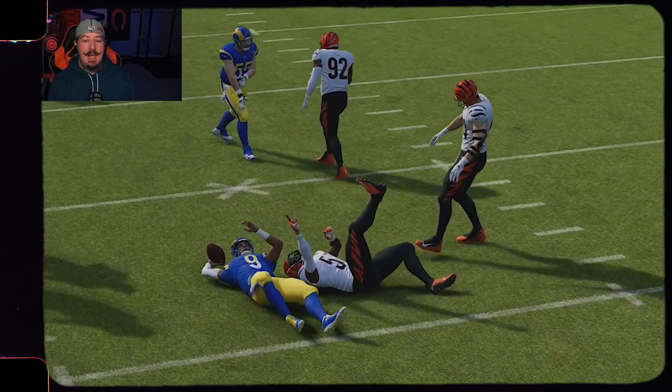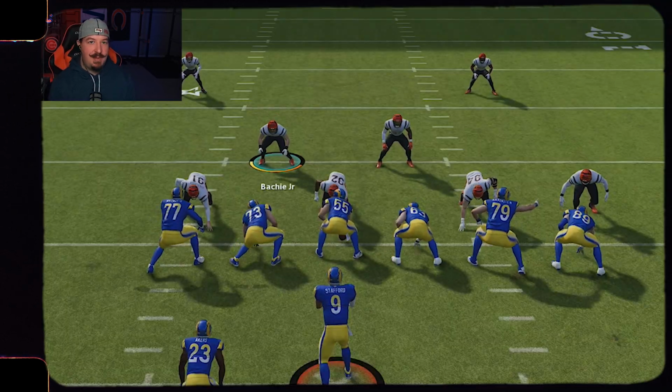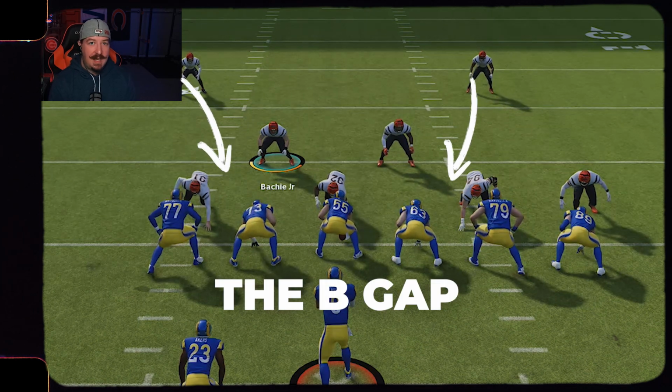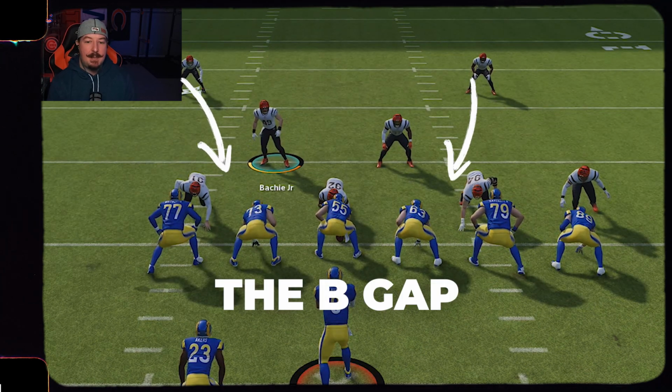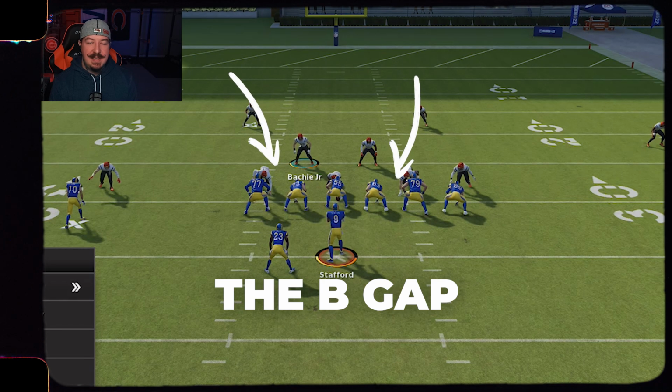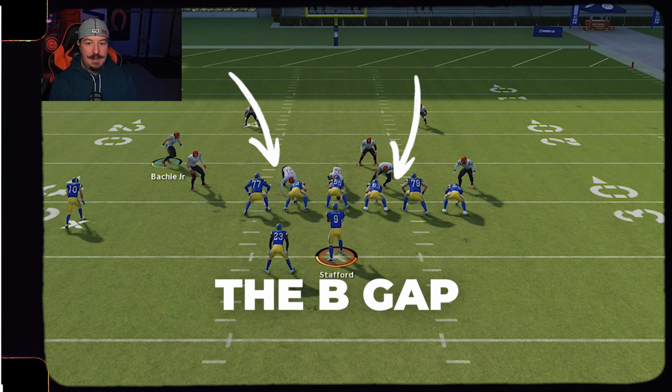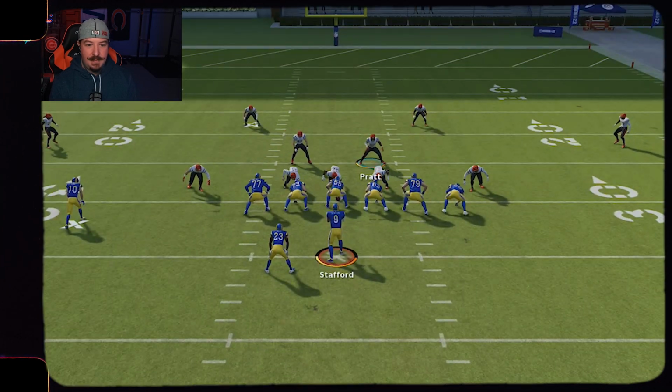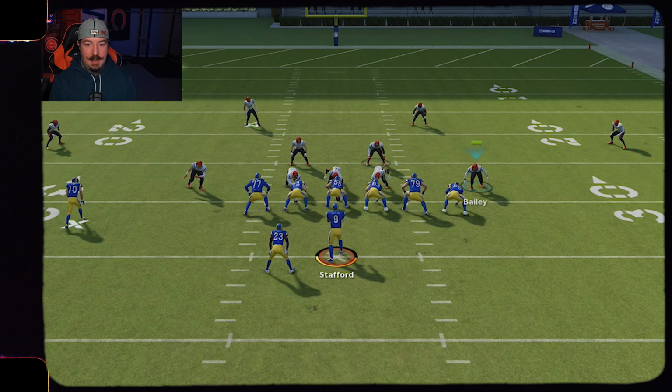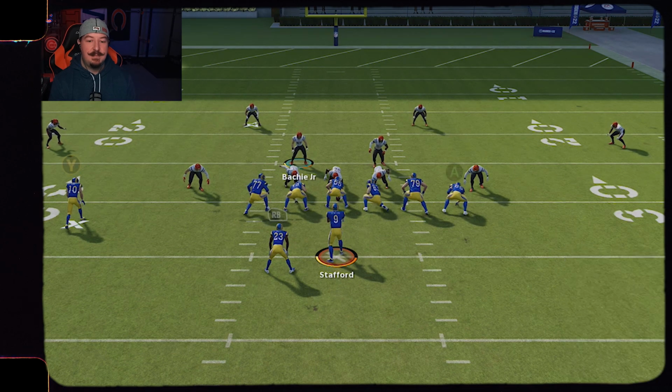the A gap. If you were to get pressure between the guard and the tackle, that's obviously going to be known as a B gap. So a B gap blitz might be something that looks something like this against a 5-out offense.